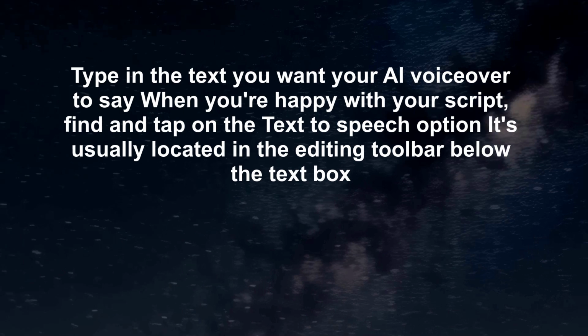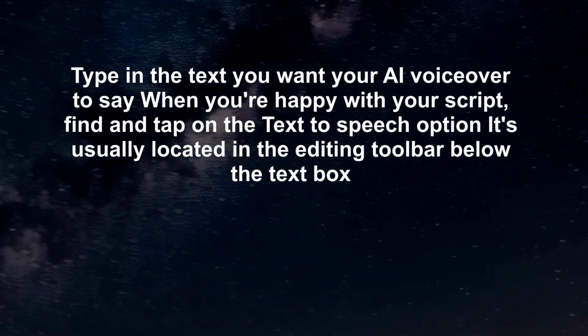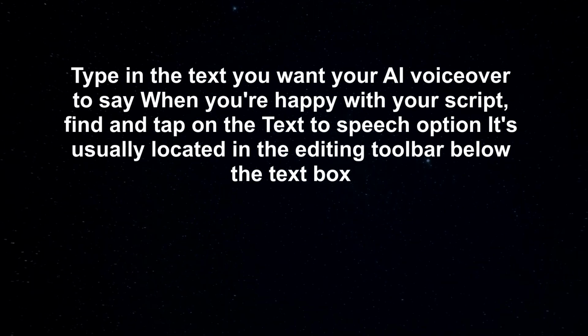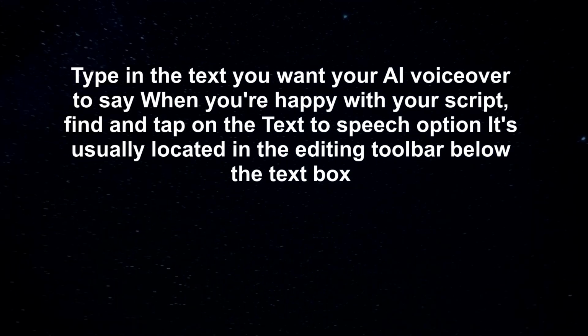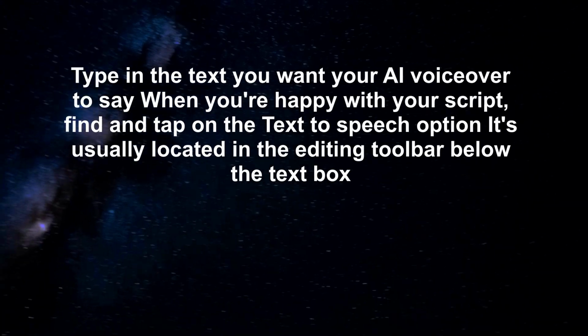Type in the text you want your AI voiceover to say. When you're happy with your script, find and tap on the text-to-speech option. It's usually located in the editing toolbar below the text box.